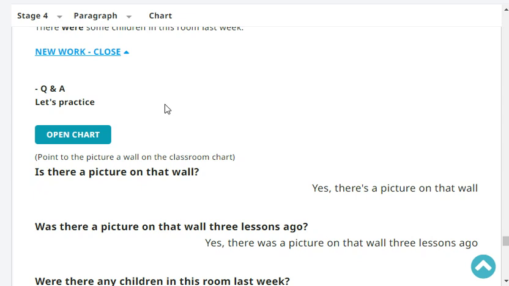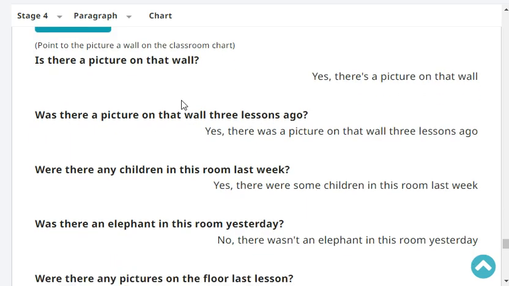Was there a picture on that wall 3 lessons ago? Yes, there was a picture on that wall 3 lessons ago. Were there any children in this room last week? Yes, there were some children in that room last week.